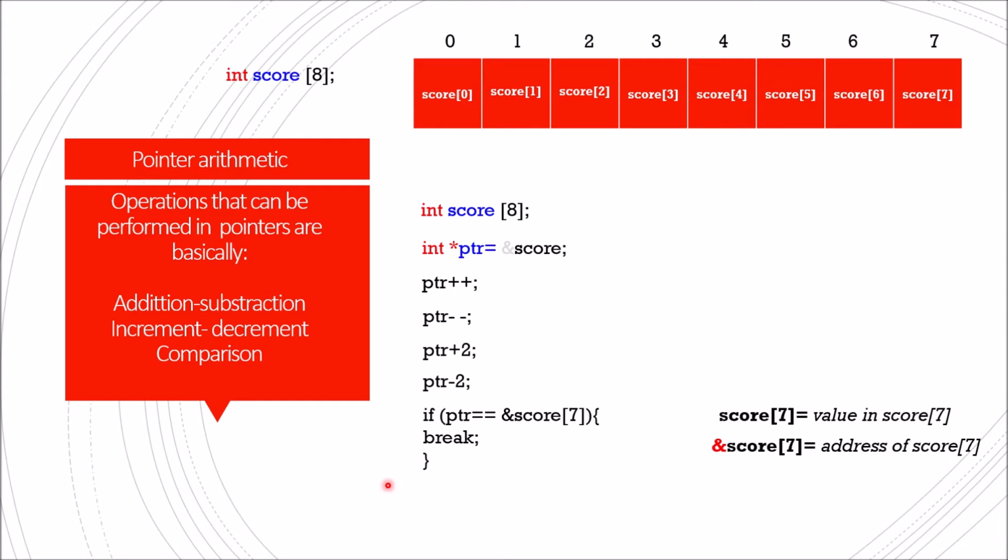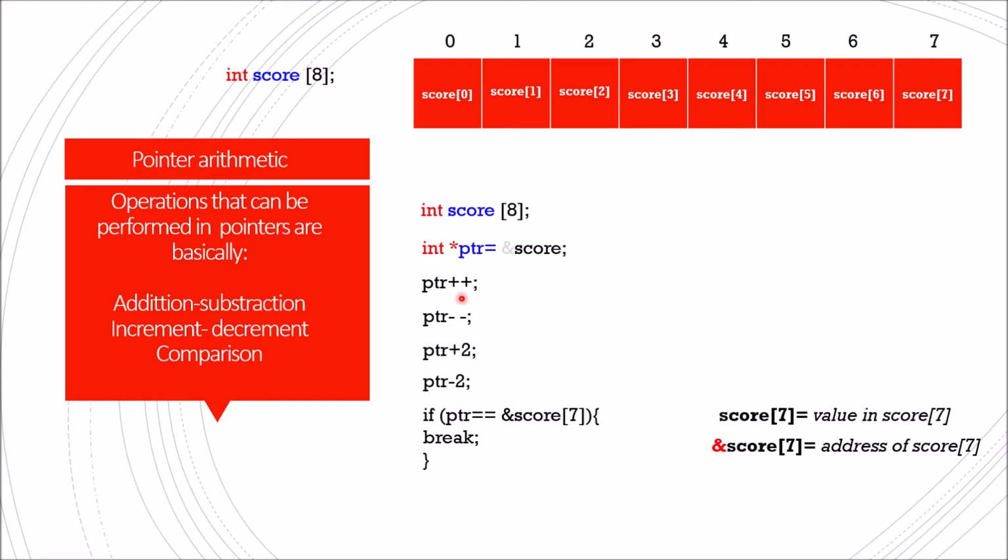Okay, now let's talk about pointer arithmetic. As we already reviewed, a pointer contains the value of an address in memory. So if you apply operations like increment, decrement, or addition or subtraction, you will be able to alter the position, the address that that pointer points to at a given time.